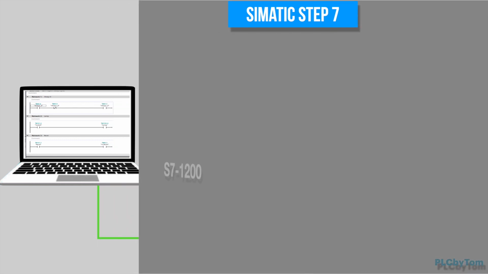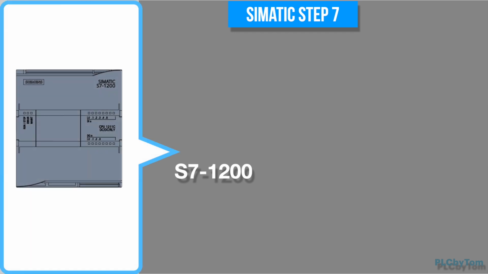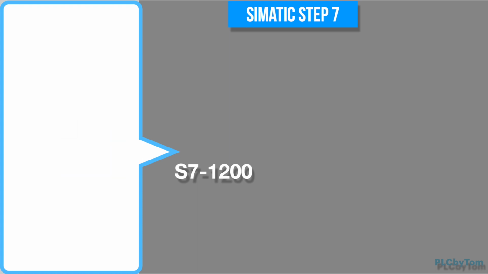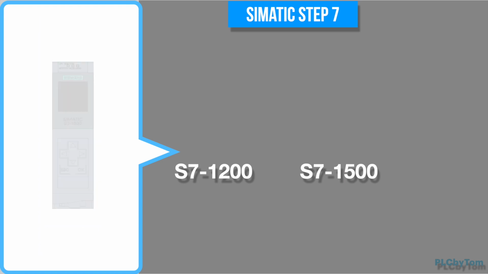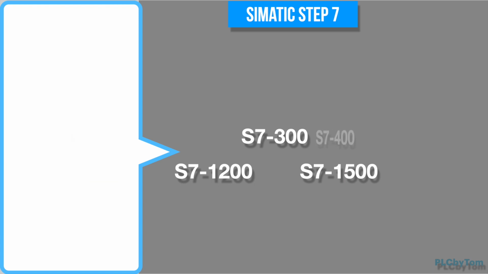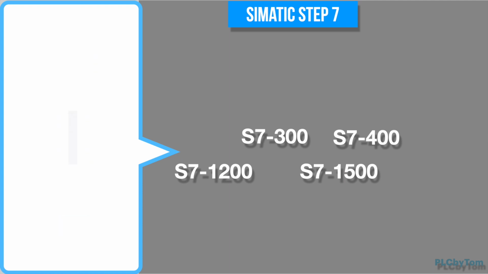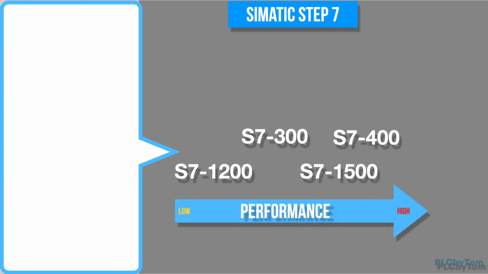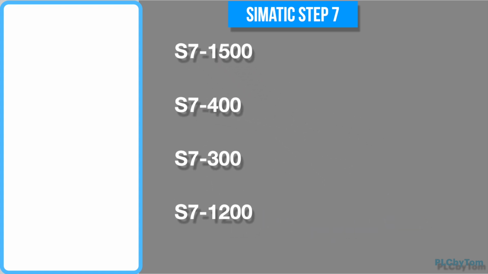There are different controllers that are mostly used in applications. S7 1200 controller, S7 1500, S7 300, S7 400. It is sorted according to controller performance. Depending on the requirement and complexity of the application, appropriate controllers shall be selected.